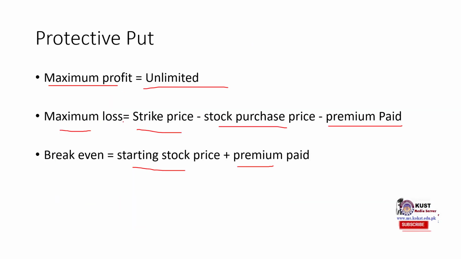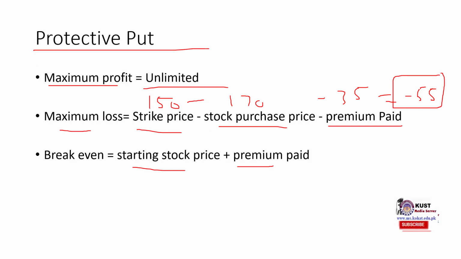So this was the maximum loss formula. Our strike price was 150, our stock purchase price was 170, our premium was 35. So if we solve this, we get the answer of minus 55. This is the maximum loss that we can get from this specific strategy, protective put. It would depend on the case, but this is the formula to calculate the maximum loss.